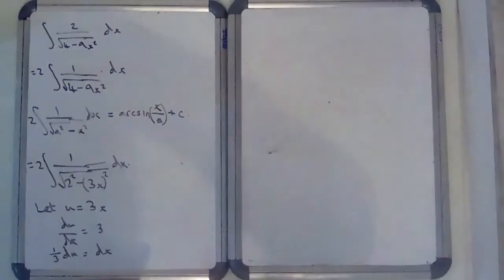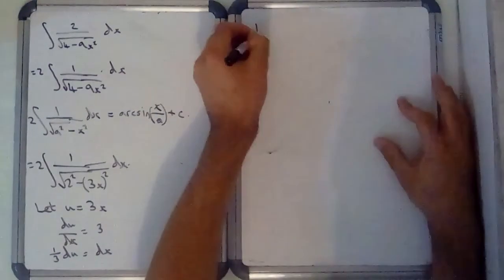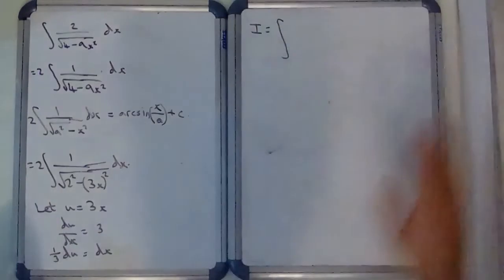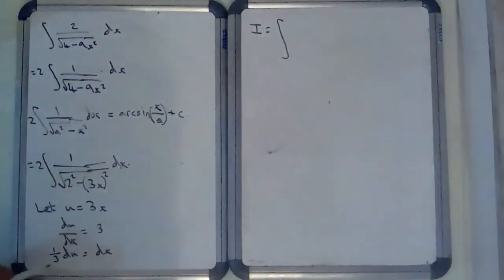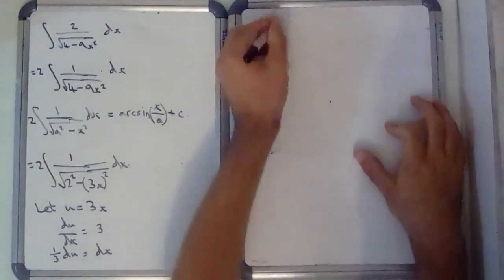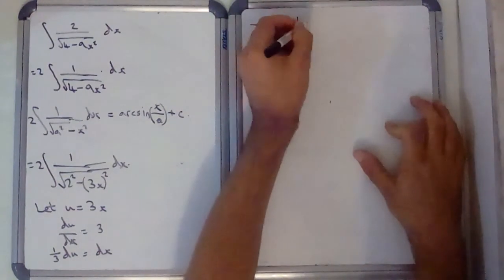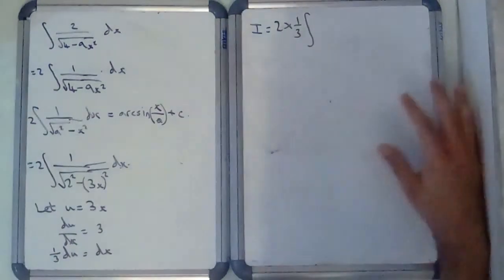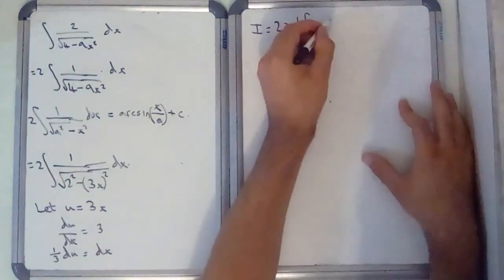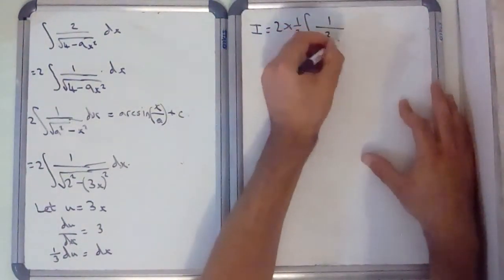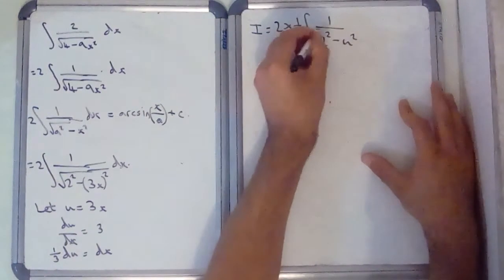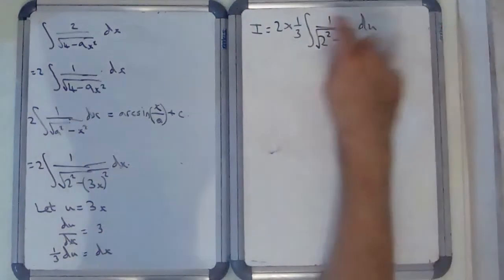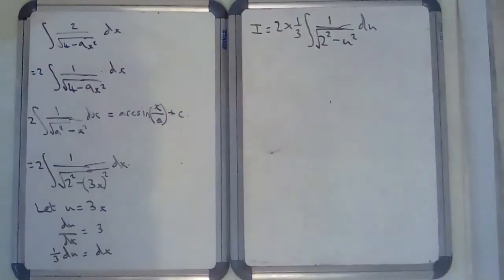Now if we transform this integral, it equals the 2 that was already there times 1/3, of the integral of 1 over the square root of 2 squared minus u squared, and now it's du. Remember, dx turned into 1/3 du.